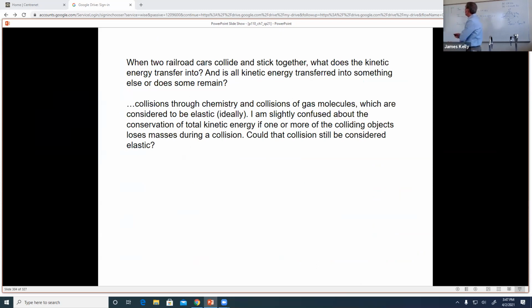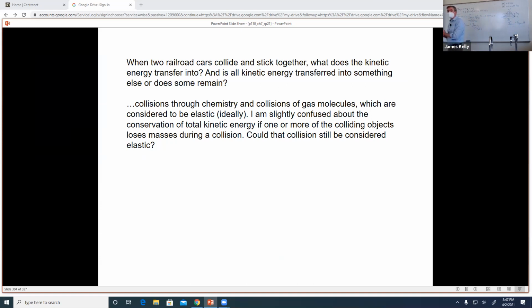Okay, I threw some reading responses in the rest of this just to make contact with what you guys have been writing. When two railroad cars collide and stick together, what does the kinetic energy transfer into? So here we're talking about, I think, a completely inelastic collision. Two objects coming together, maybe the rest of the train and the one car, it sticks to it. Some lock closes, right? There was some extra kinetic energy maybe, and we're told that this is an inelastic collision and therefore it loses as much kinetic energy as possible, consistent with the conservation of momentum.